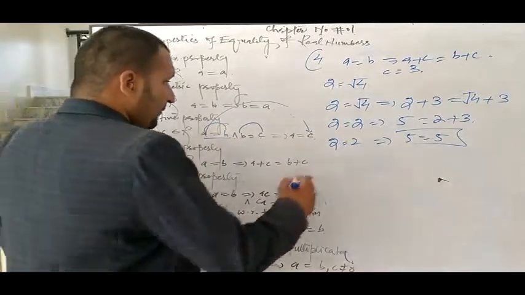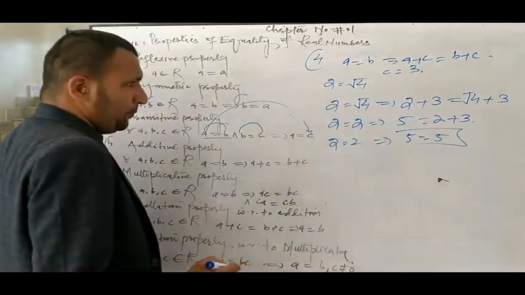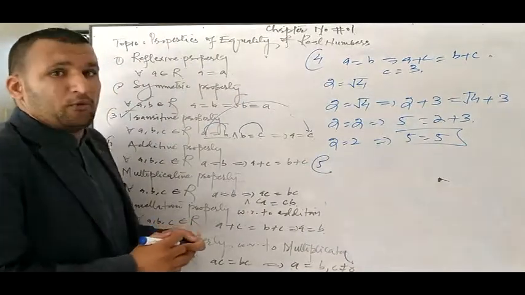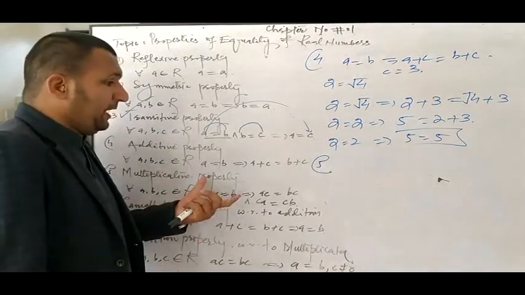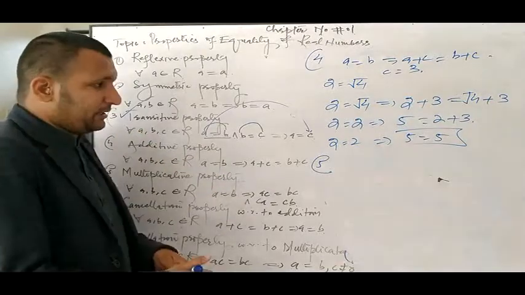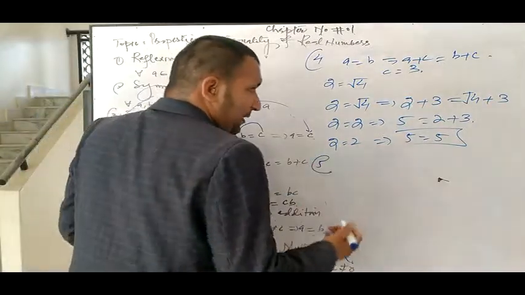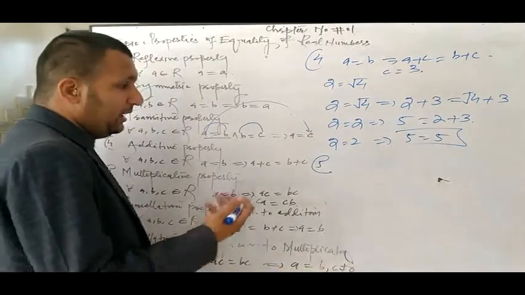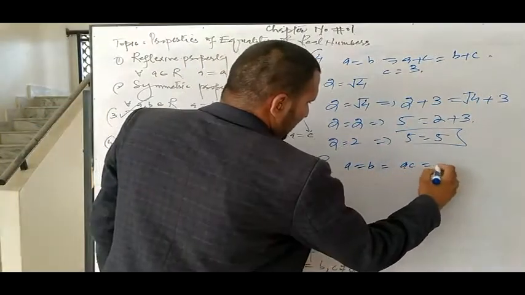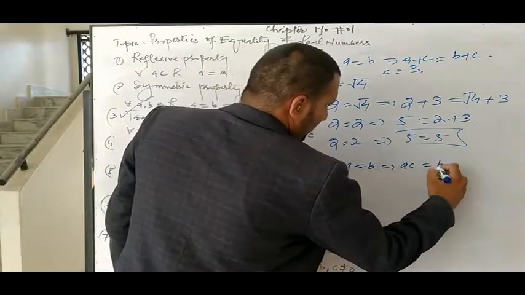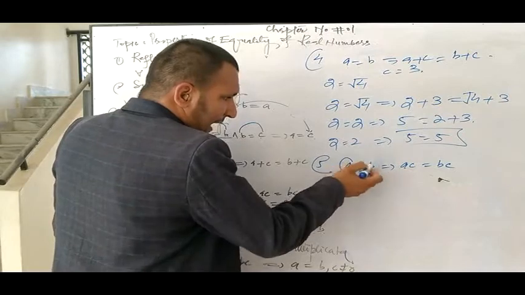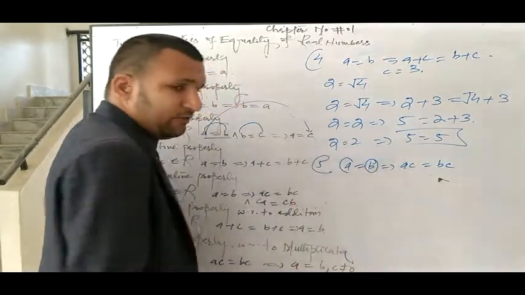Then the fifth property is the multiplicative property. Means if we take any two values from real numbers, then we multiply the third value with the left hand side and right hand side, and we satisfy the property with multiplication. If A is equal to B, then AC is equal to BC. Means we multiply C with A and multiply C with B.